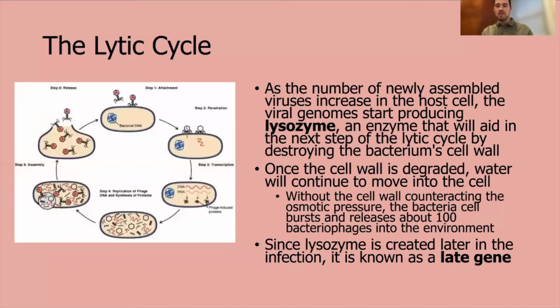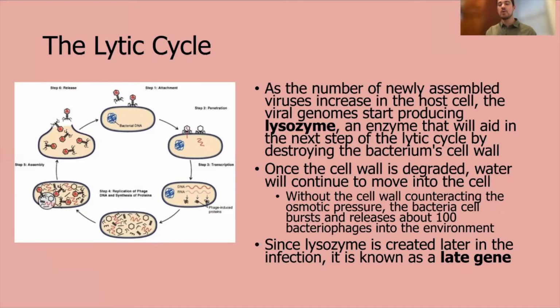As the number of newly assembled viruses increases in the host cell, the viral genomes start producing lysozyme. That's another enzyme, but it's not an early gene. It's actually known as a late gene. It's the enzyme that will aid in the next step of the lytic cycle by destroying the bacterium's cell wall.